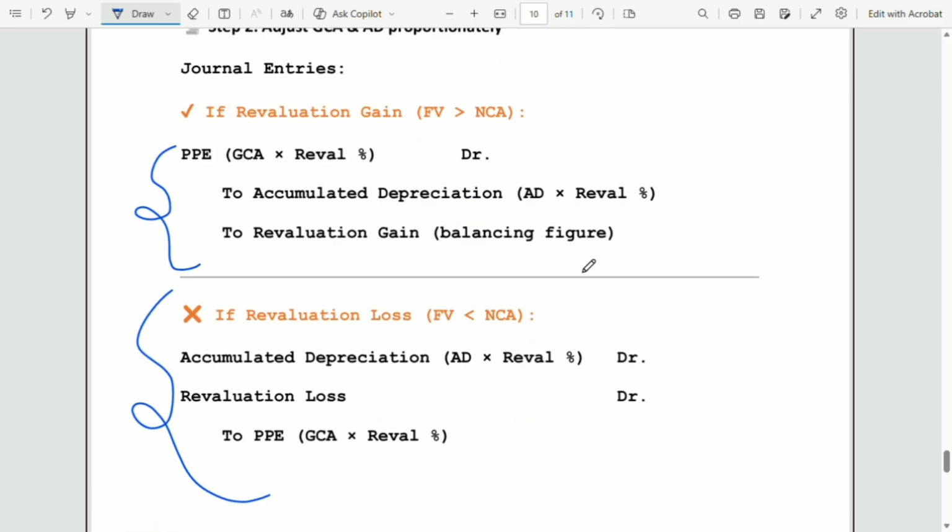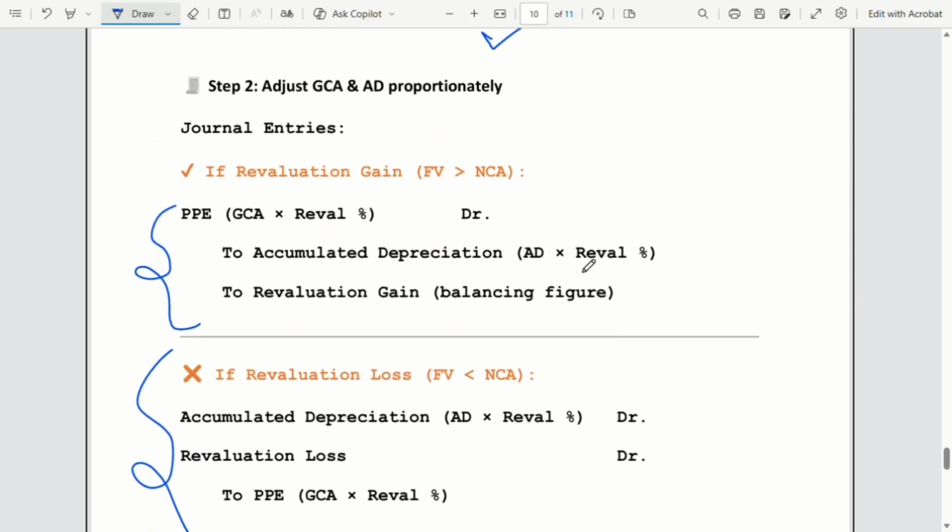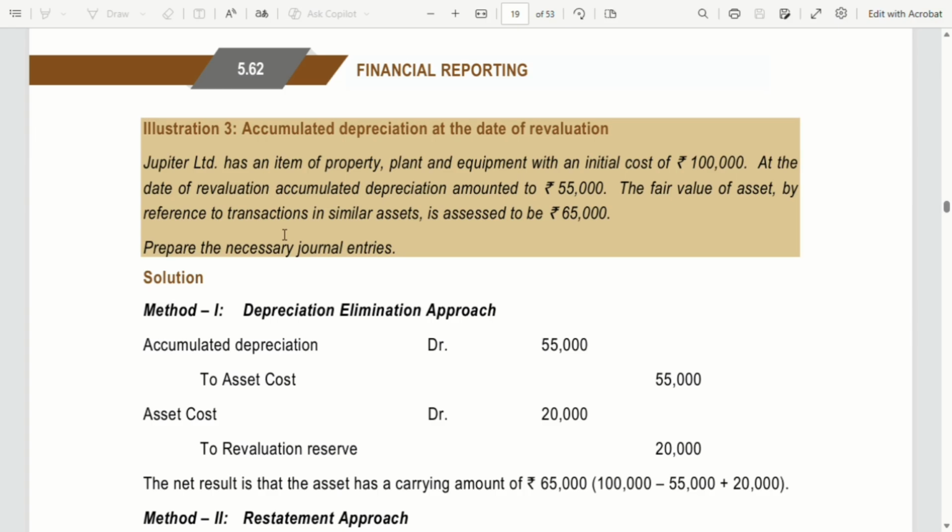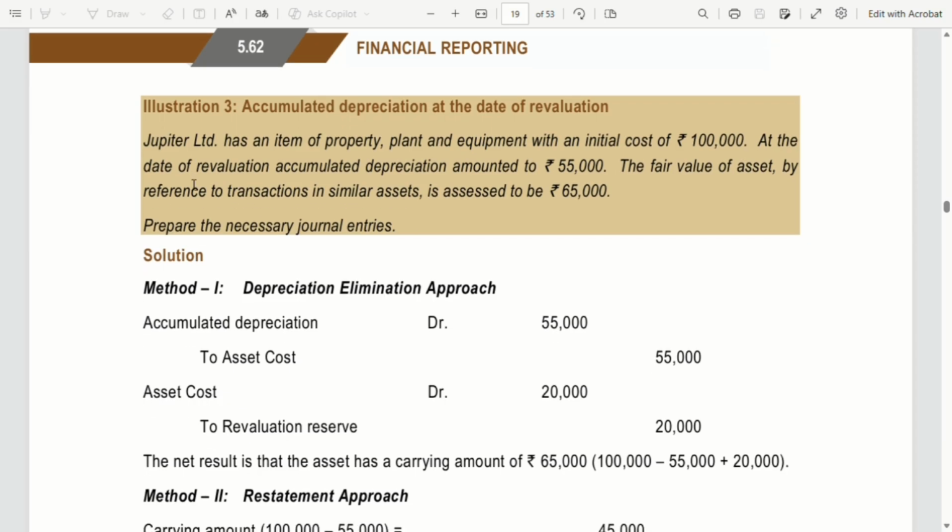Okay, I hope you all understood this. Let's discuss this question. This is a very simple question to understand the two methods which are there for revaluation. We're going to solve this question by using both the methods.